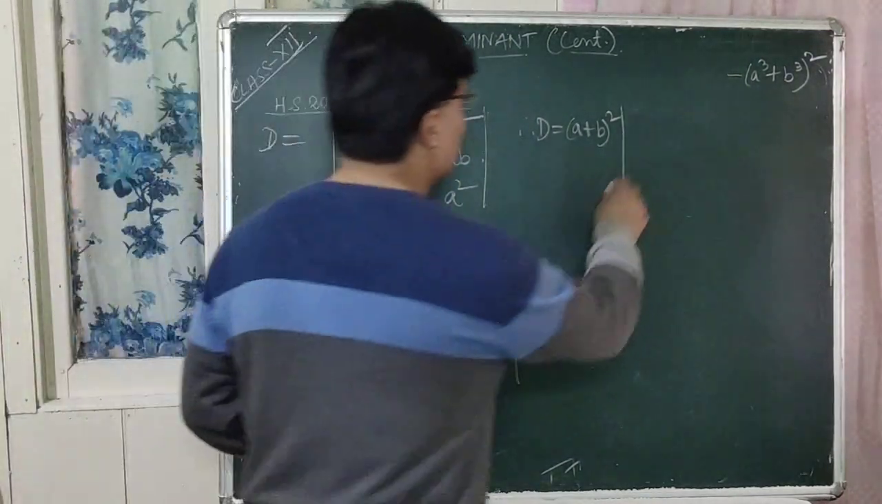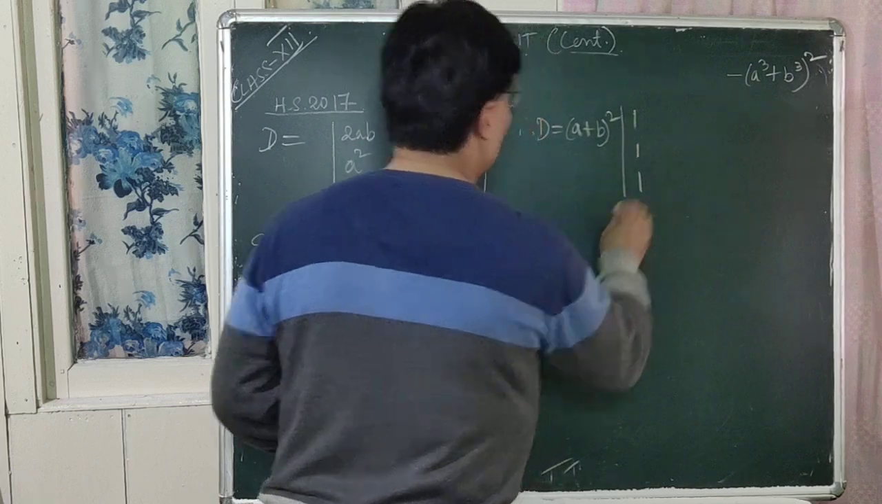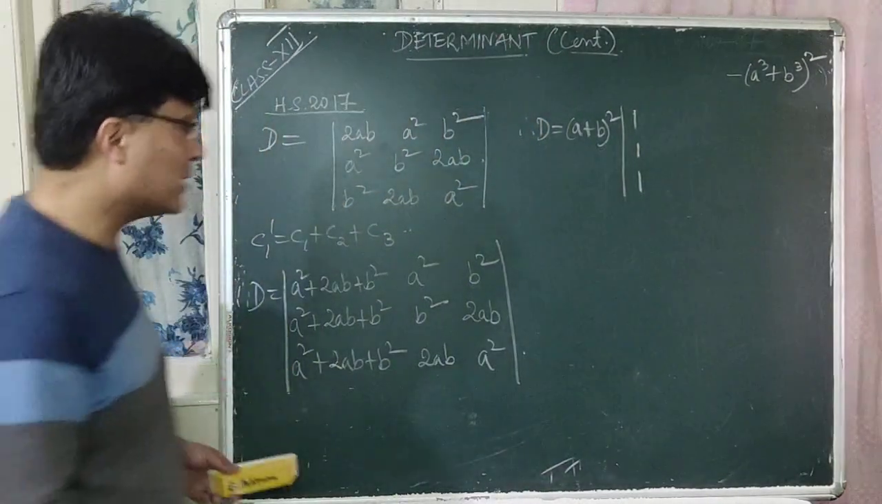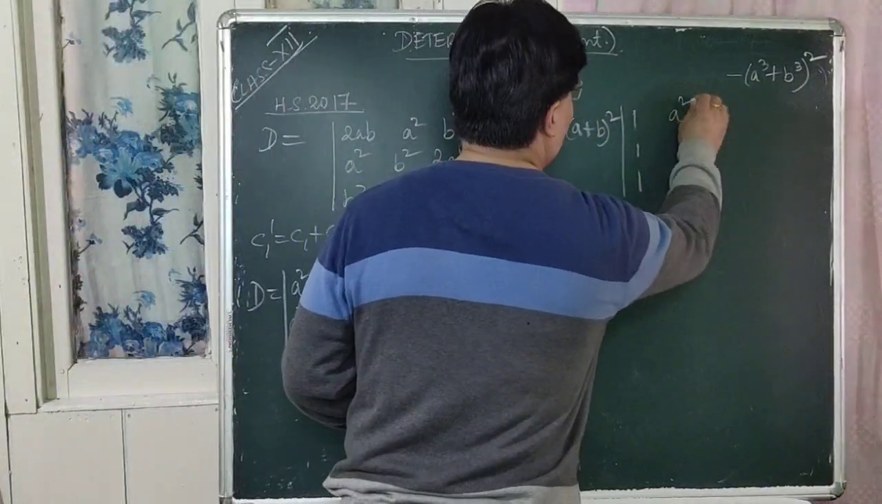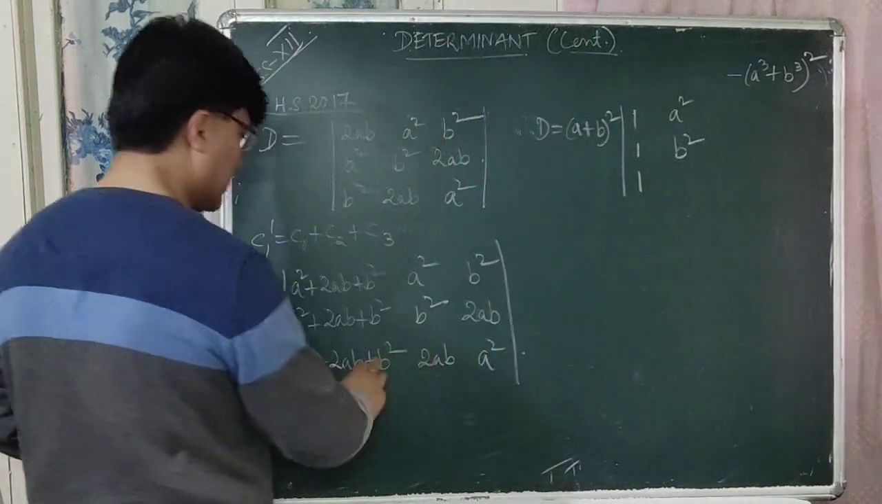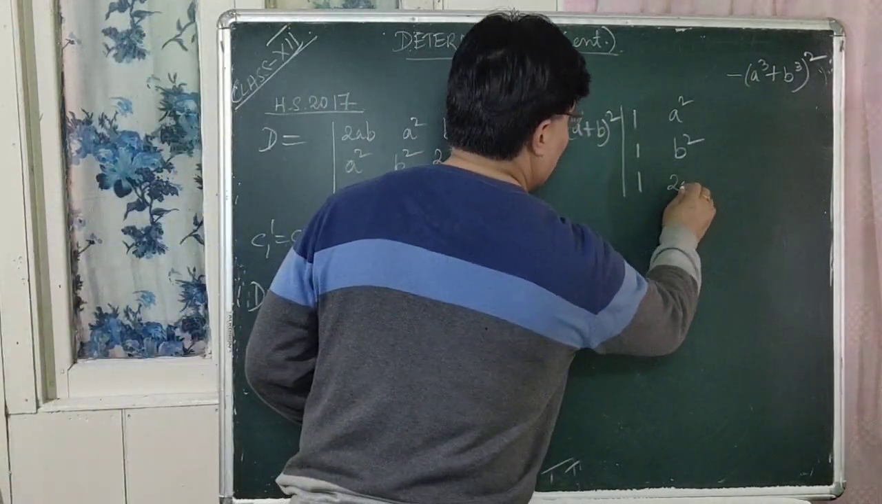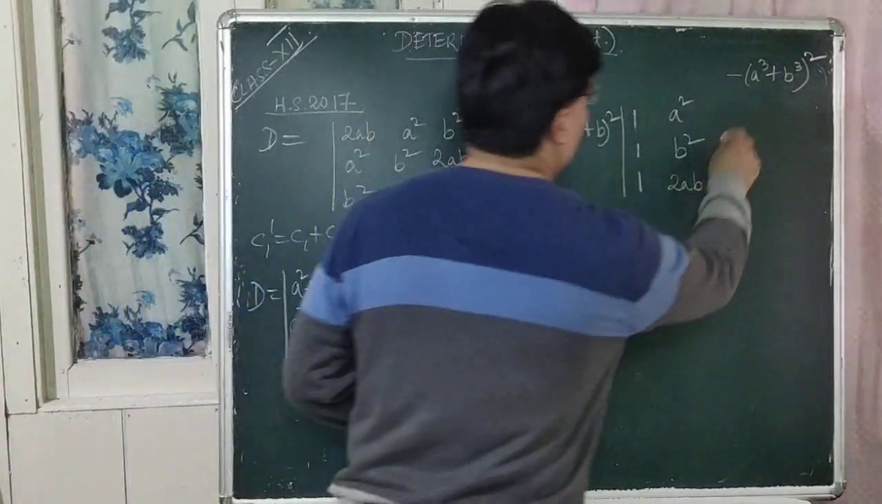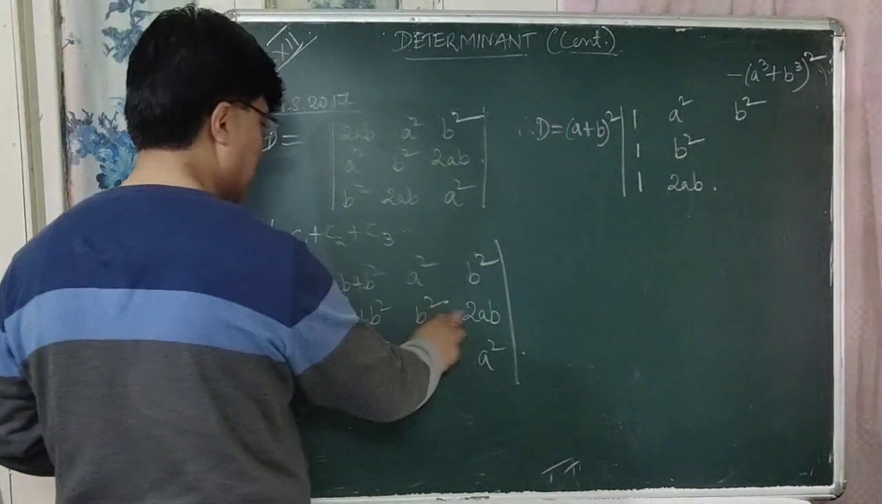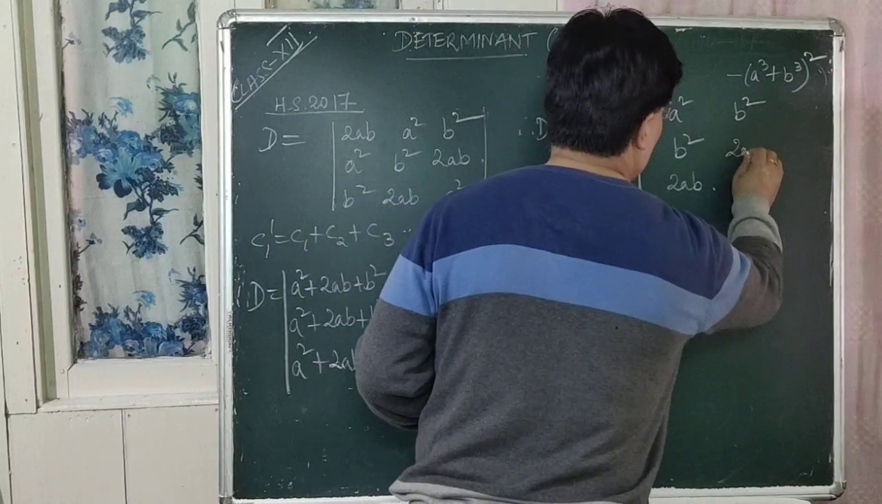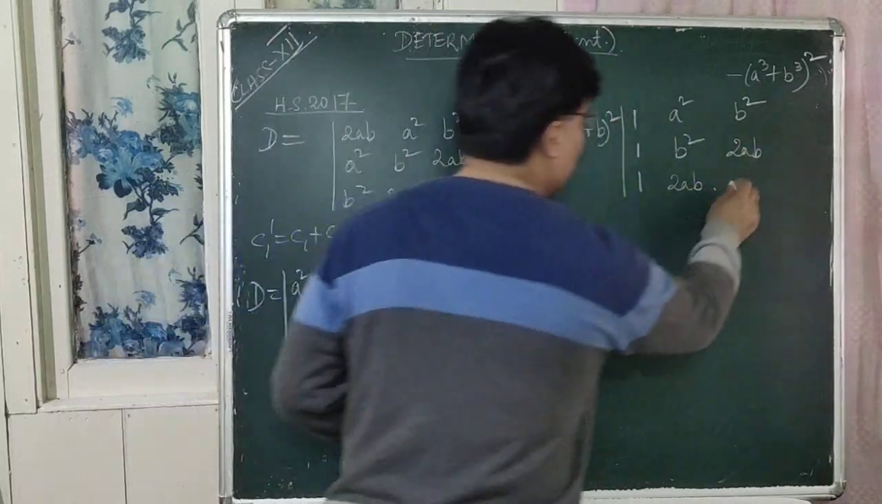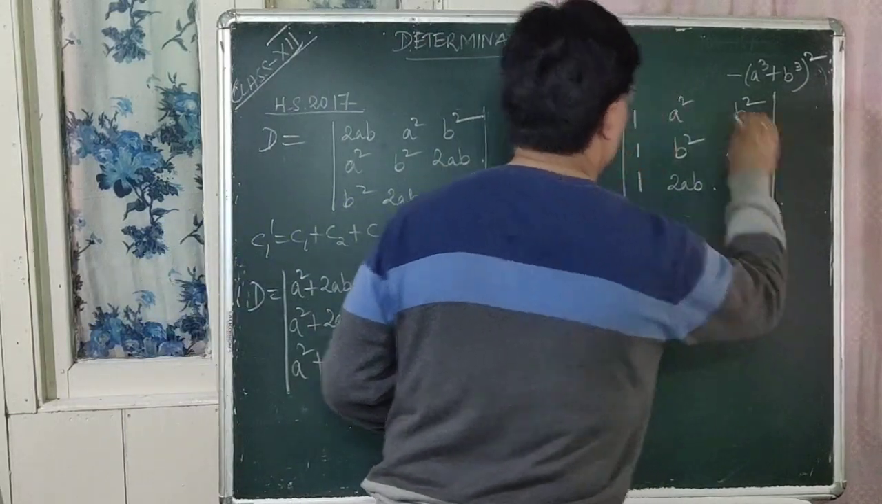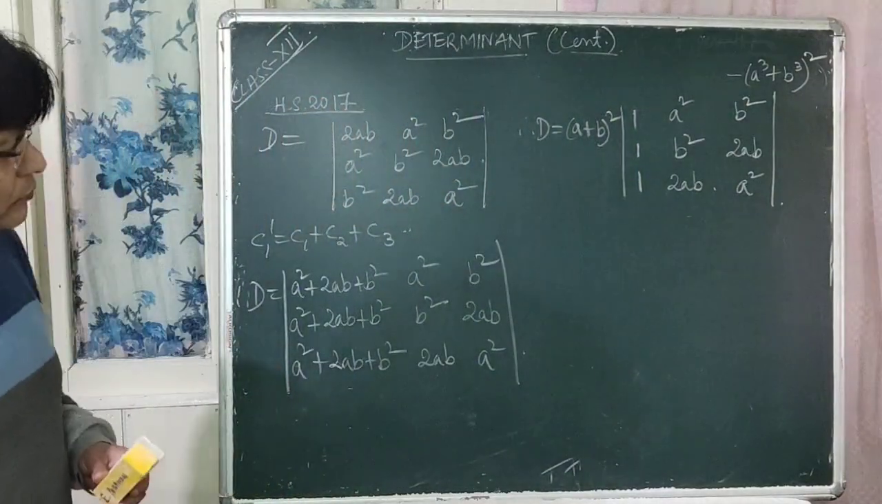Now what is the first column now? It is 1, 1, 1, right? What is the second column? A square, B square, then what? 2AB. Then what is the third column? B square, then 2AB, 2AB, then what is here? It is A square. Is that clear now?